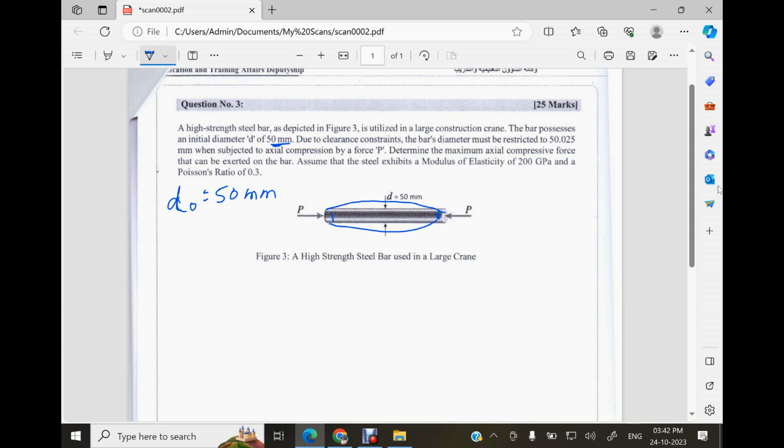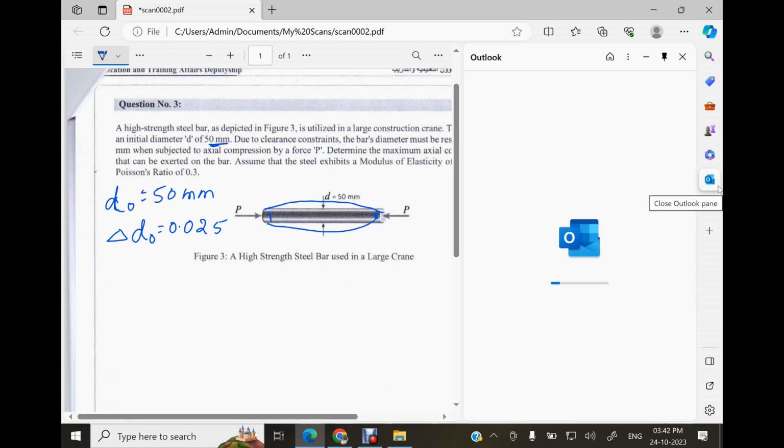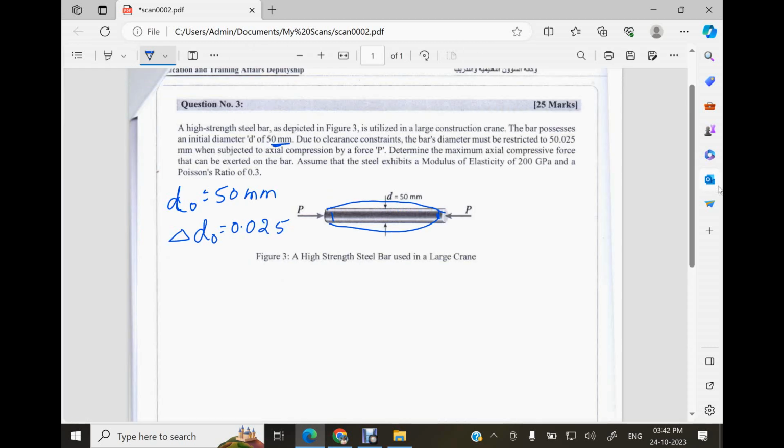So here this delta D he gives me 0.025. Why 0.025? Because D final is 50.025. Delta D is what? D naught minus D final, isn't it? Okay. So now I have this one.